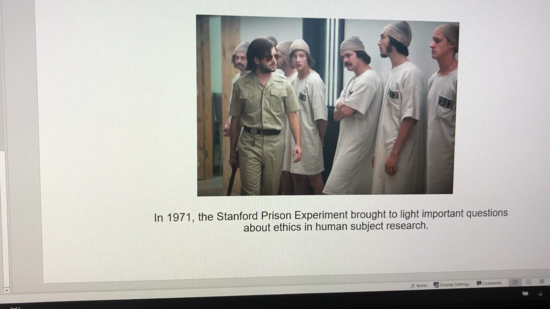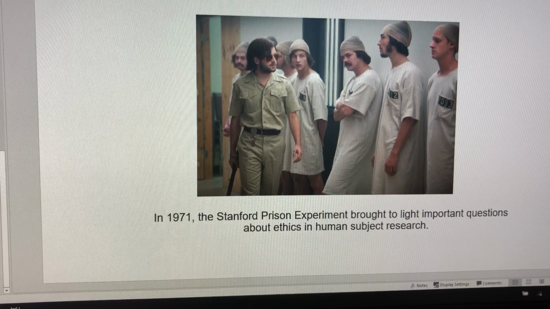The last part that I want to talk about are ethics and experiments. This picture is from the 1971 Stanford prison experiment, which was a research study where they asked participants to participate in an environment where the prisoners and the guards were all participants who decided to sign up for the study, and they were in a setting as if they were in prison.